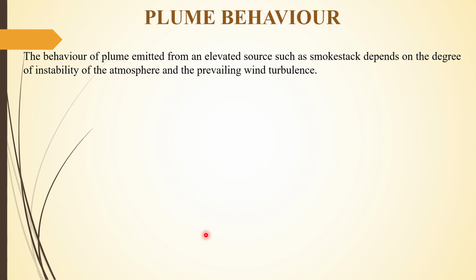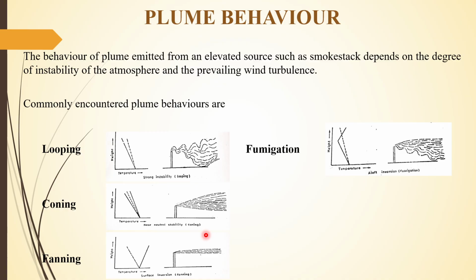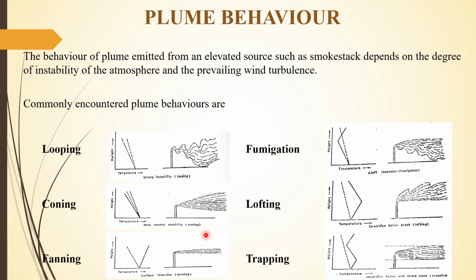Now, plume behavior. The behavior of plume emitted from an elevated source such as a smokestack depends on the degree of instability of the atmosphere and the prevailing wind turbulence. And commonly encountered plume behaviors are looping, coning, fanning, which we discuss in this video, and fumigation, lofting, and trapping, which will be discussed in my next video.